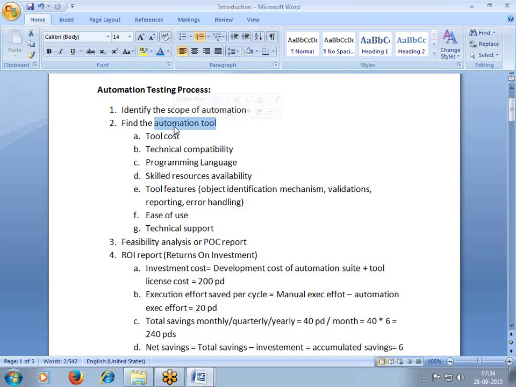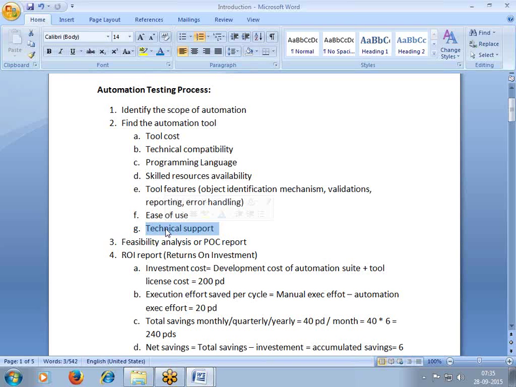Here the automation lead will do this. The automation lead will analyze and compare various automation tools available in the market using various aspects like tool cost, technical compatibility, whether the tool is compatible with the technologies used in the application development, what programming language is used in the tool, whether we can get skilled and experienced resources for that tool in the market, what features are available in the tool and whether they are useful for automating our project, how easy the tool is to learn and work with, and how good the vendor is in providing technical support. Can we get technical support quickly or not from that tool vendor?